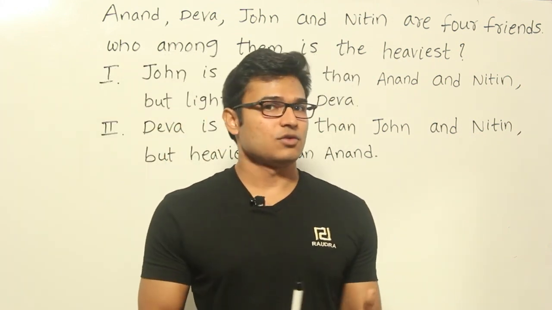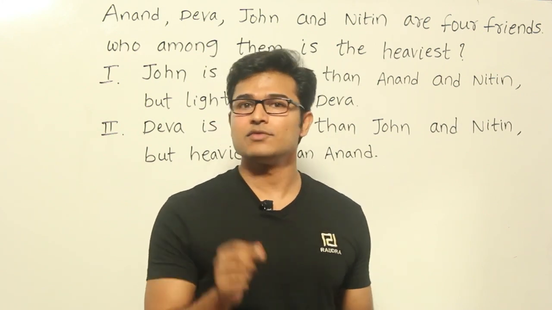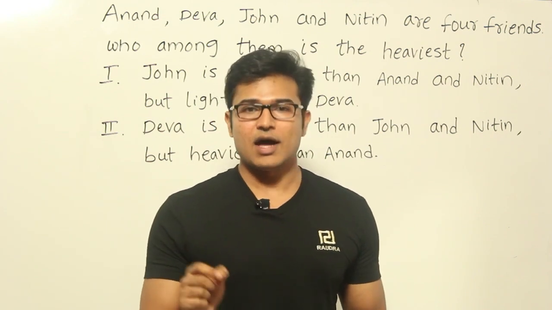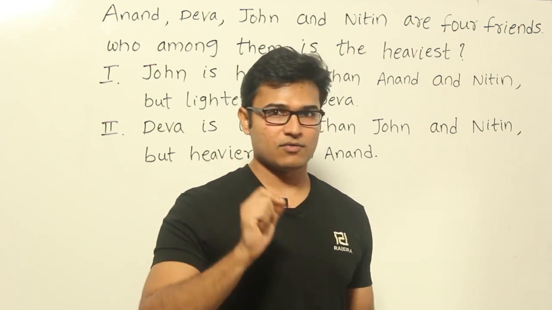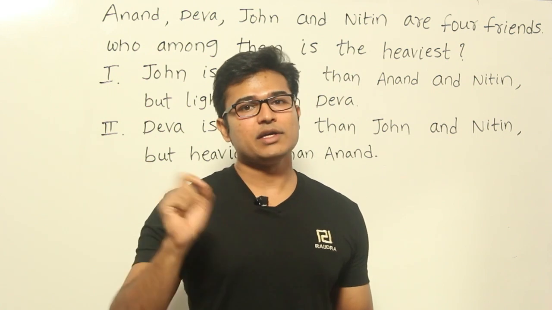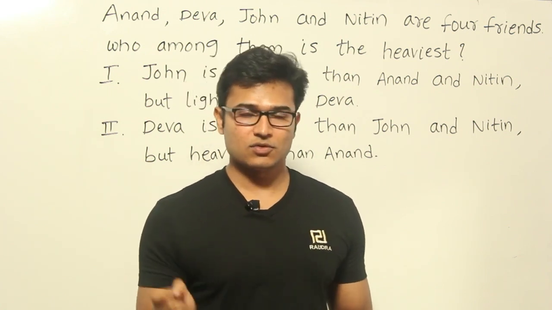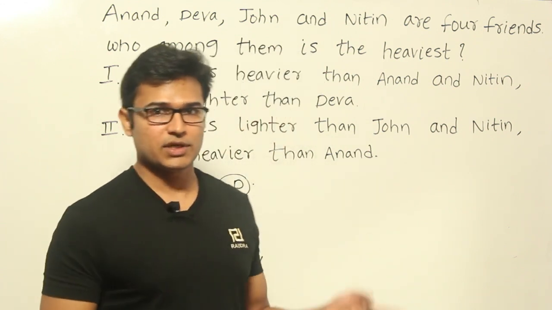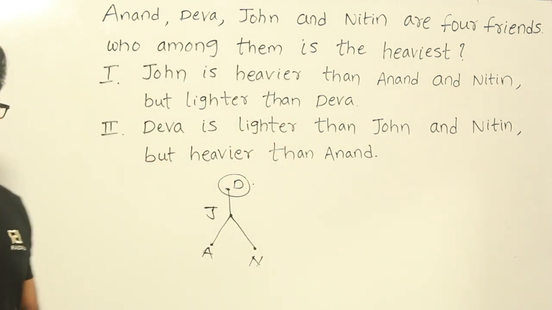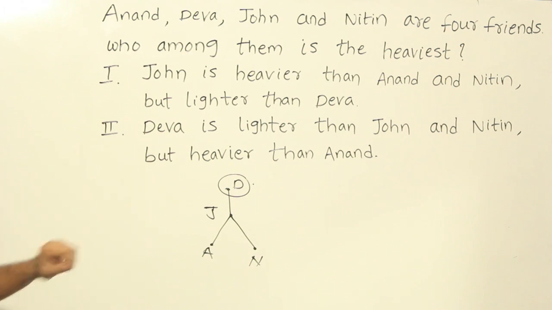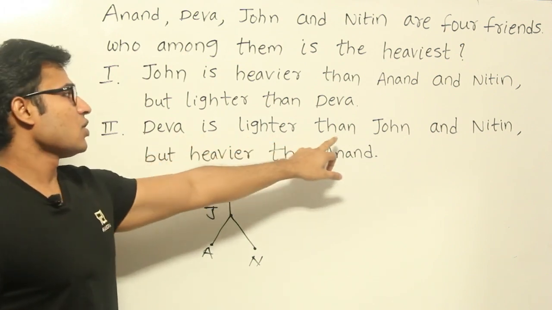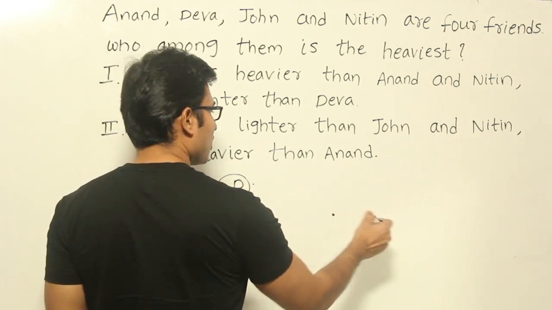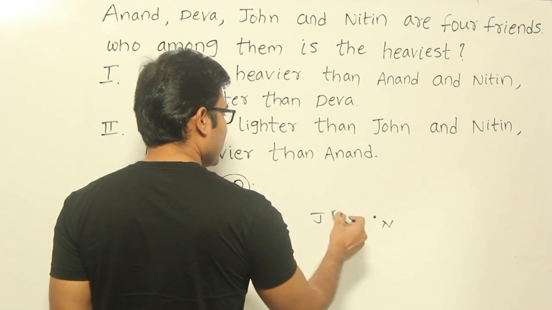answer. But then don't jump to that conclusion as of now, because if you look at the option 3 says that either data given in statement 1 can give you the answer, or the data given in statement 2 can give you the answer. So just to be sure that option 3 is not the answer, you are supposed to check even the statement 2, then only you can go ahead, right? Now look at the statement number 2. Deva is lighter than John and Nitin. So which means compared to John and Nitin, Deva is lighter.